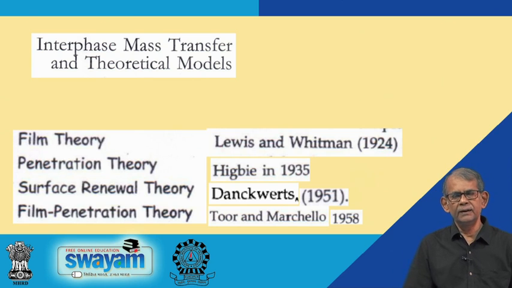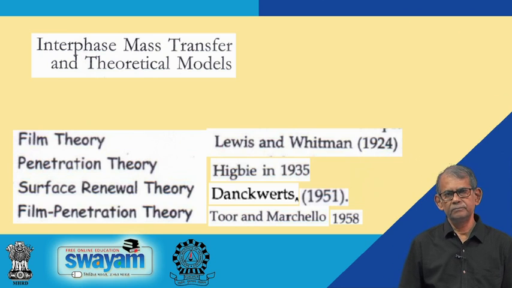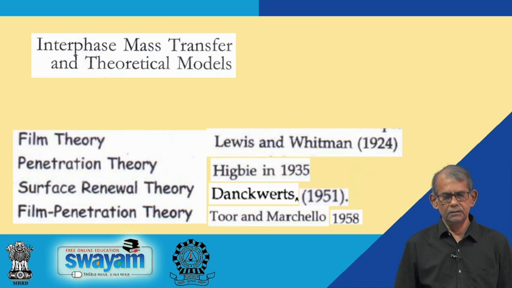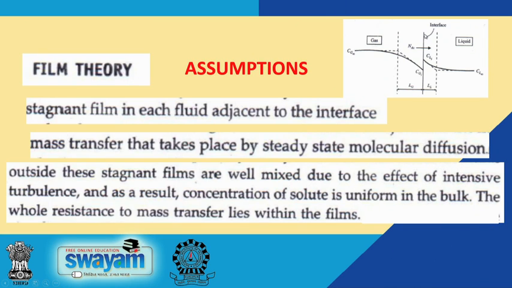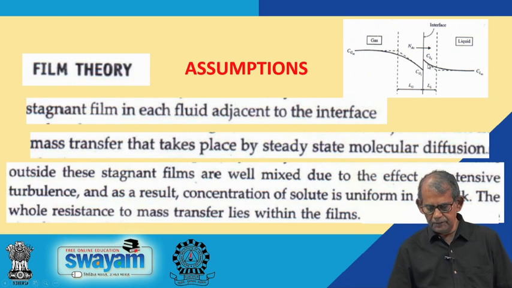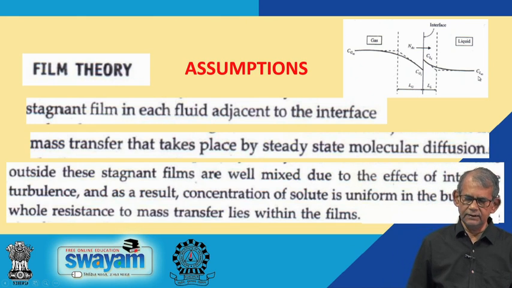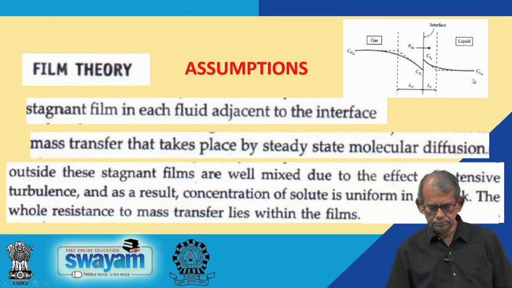Now, one important aspect is the interphase mass transfer and its theoretical models. When gas and liquid come in contact, this is the interface. In the gas, a component Ca is dissolving into the liquid. Gas and liquid both are in turbulent motion, as we assume. To calculate the mass flux, we need to calculate the mass transfer coefficient, that is KL.